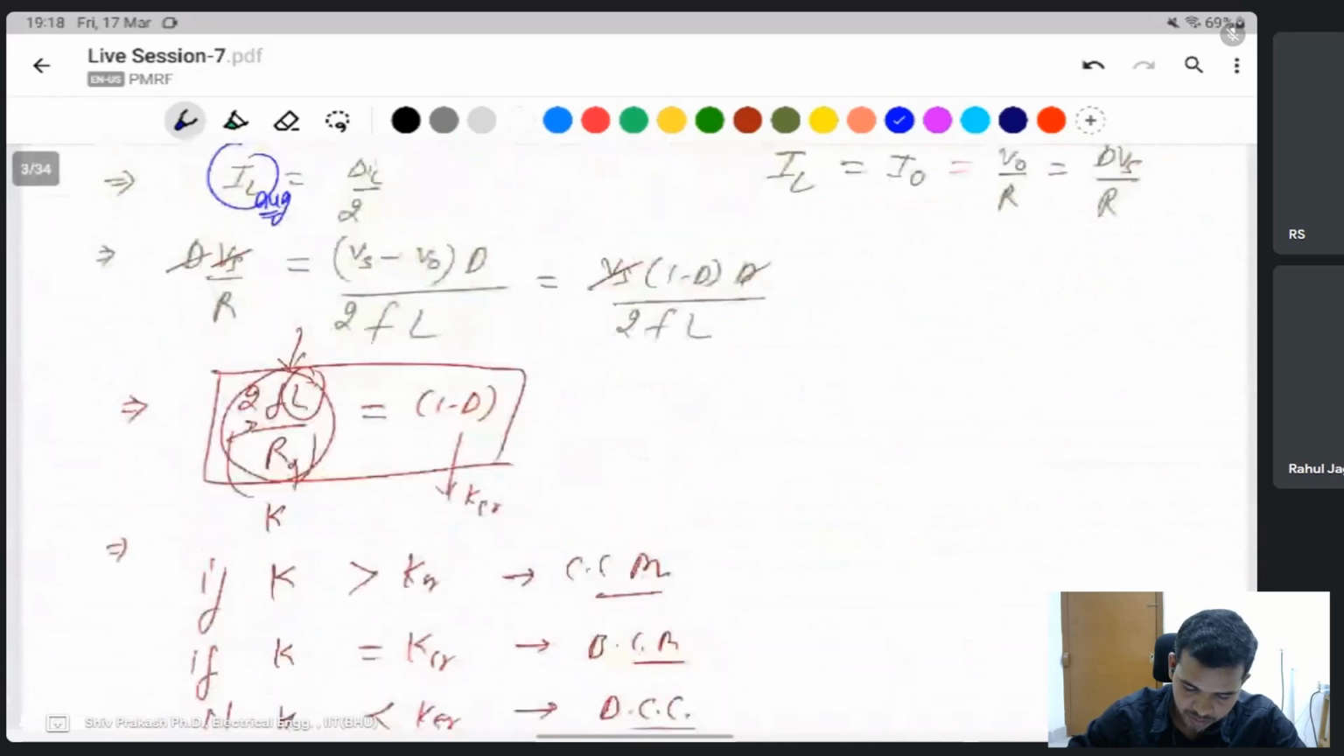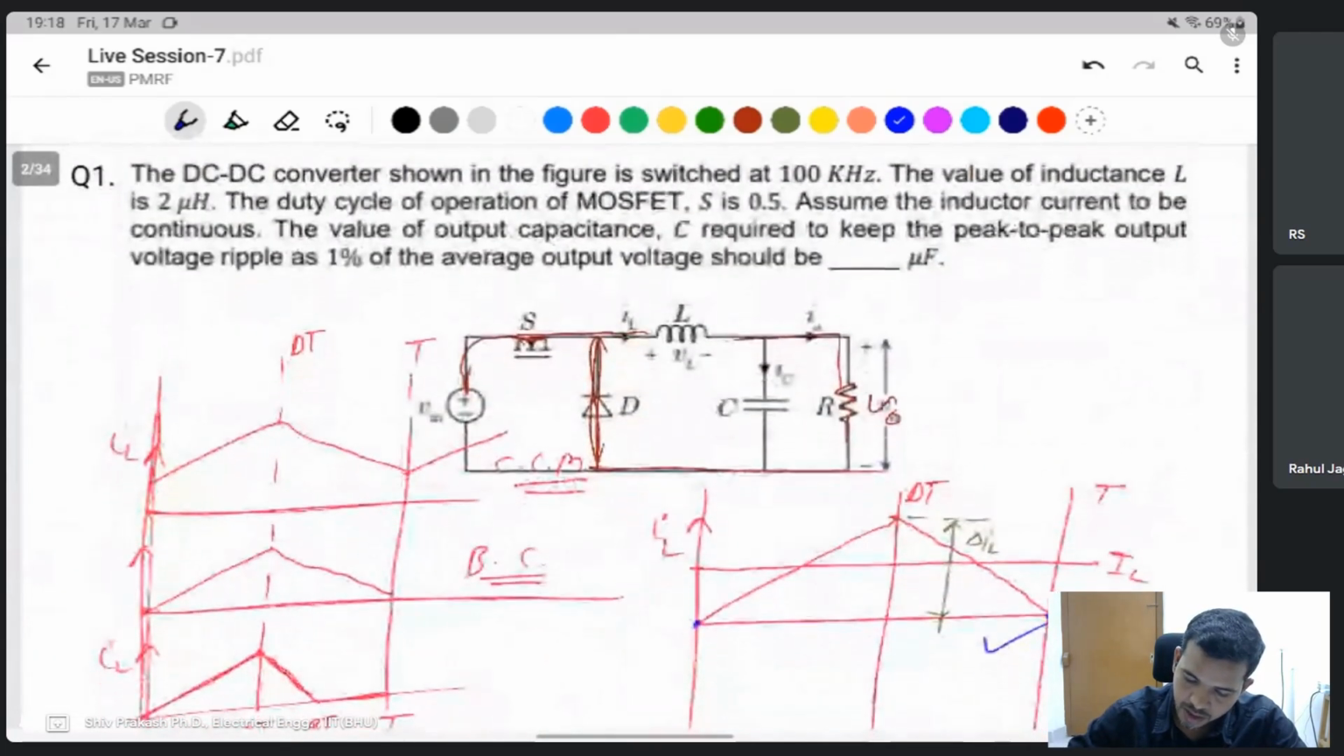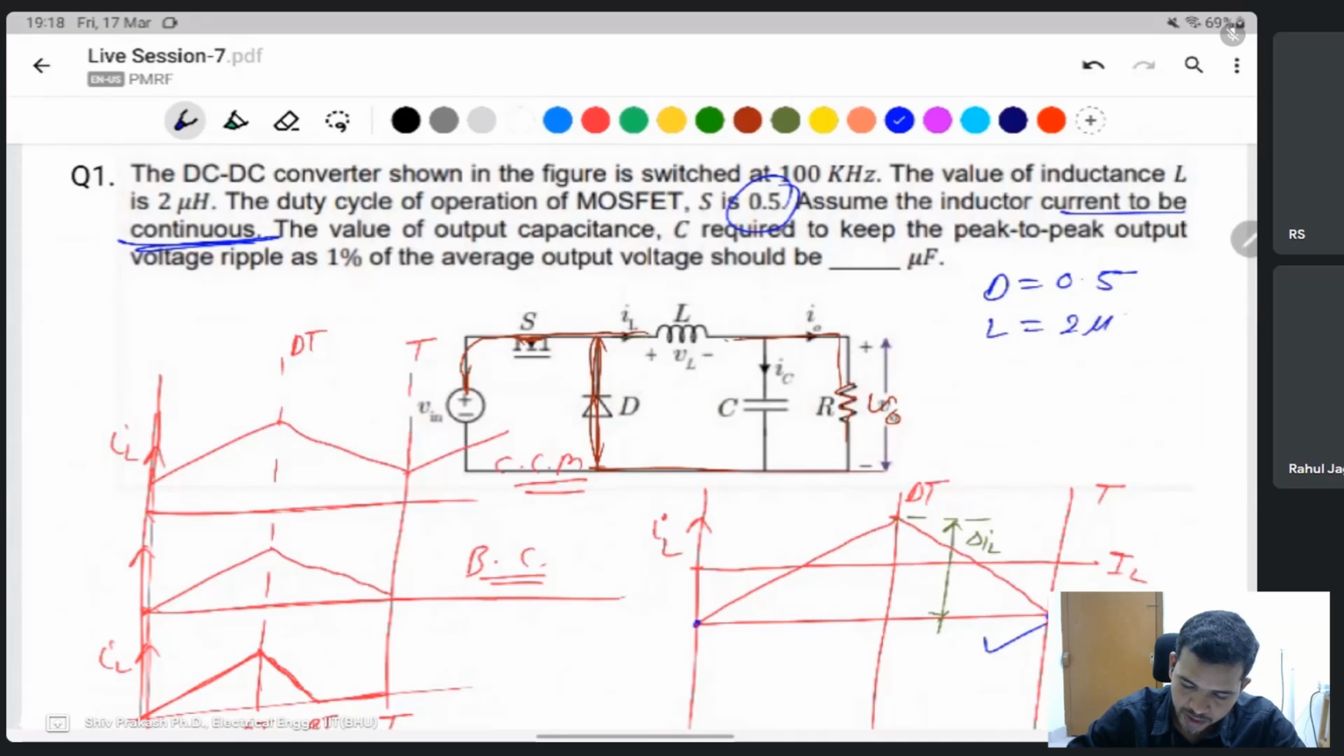Now coming to the question I was asking about. Assume the inductor current to be continuous, so here it is continuous conduction mode, not discontinuous. The duty ratio is given as 0.5, the inductor is given as 2 microhenry, and the peak-to-peak output ripple delta Vc is 1%.